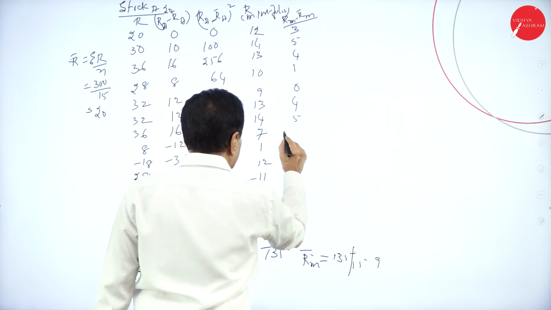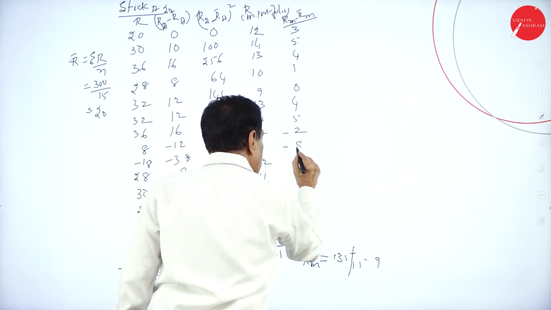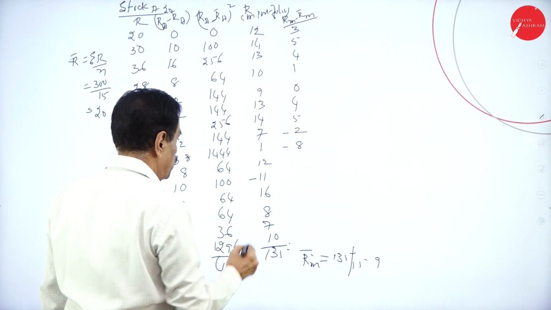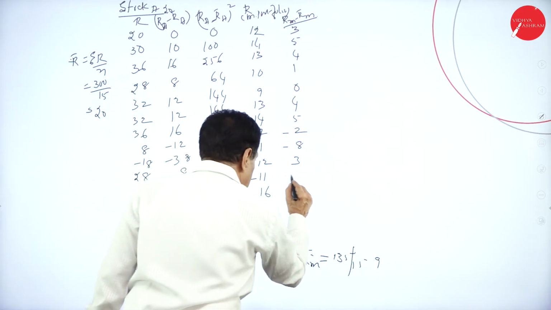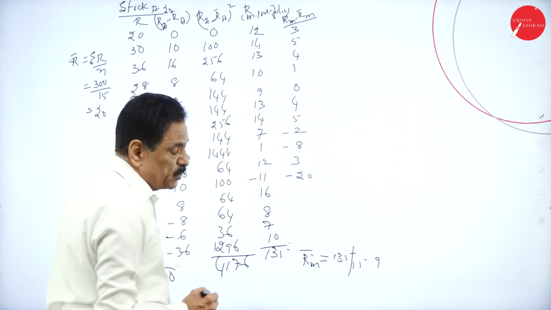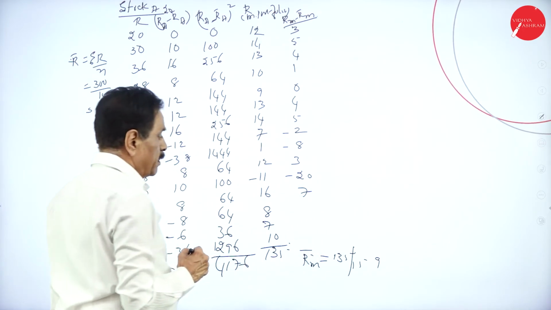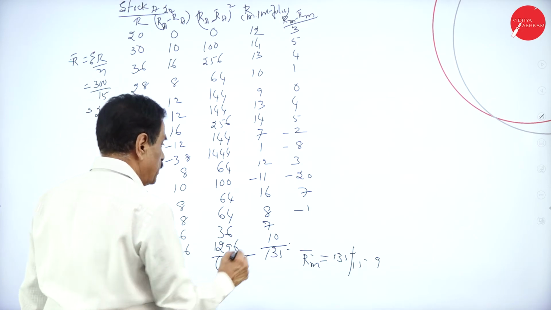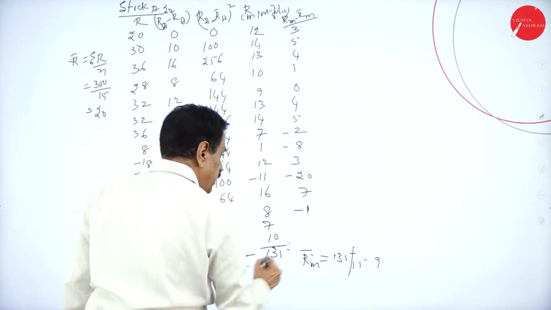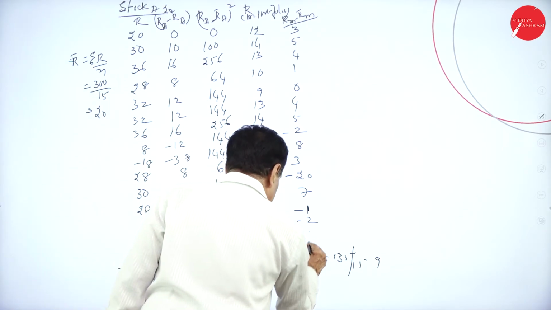7 minus 9 is minus 2. 1 minus 9 is minus 8. 12 minus 9 is 3. 11 minus 9 is minus 20. 16 minus 9 is 7. 8 minus 9 is minus 1. This is minus 1. 7 minus 9 is minus 2. 10 minus 9 is 1.